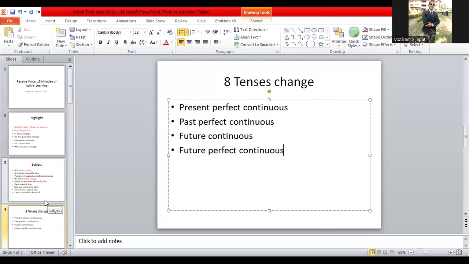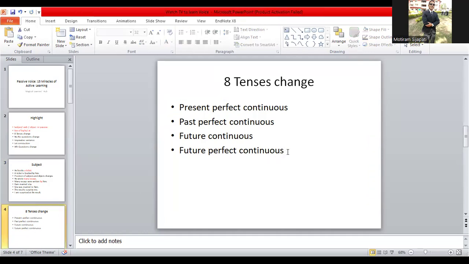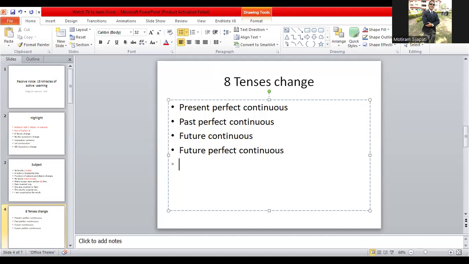If we are learning 8 tenses here, let's begin from simple present tense. I already have given you an example. Again, I'll give you an example. I give you an example. What?